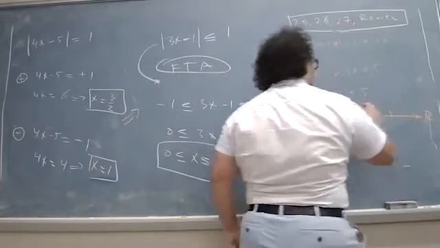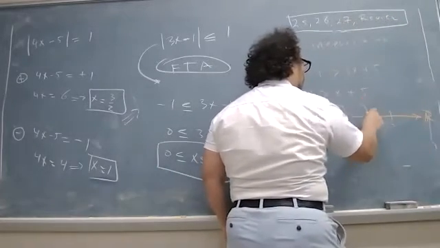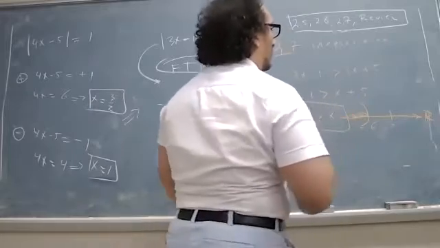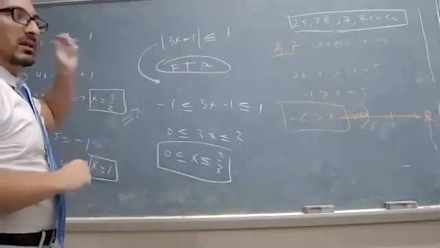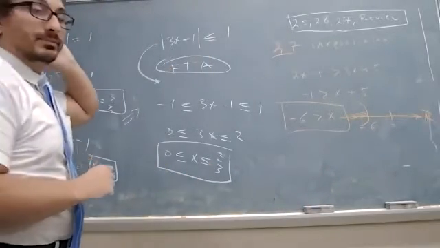So when it's less than, we put parentheses. So it's all these values here to the left of negative 6. That's the values of x that would satisfy that inequality. Okay.